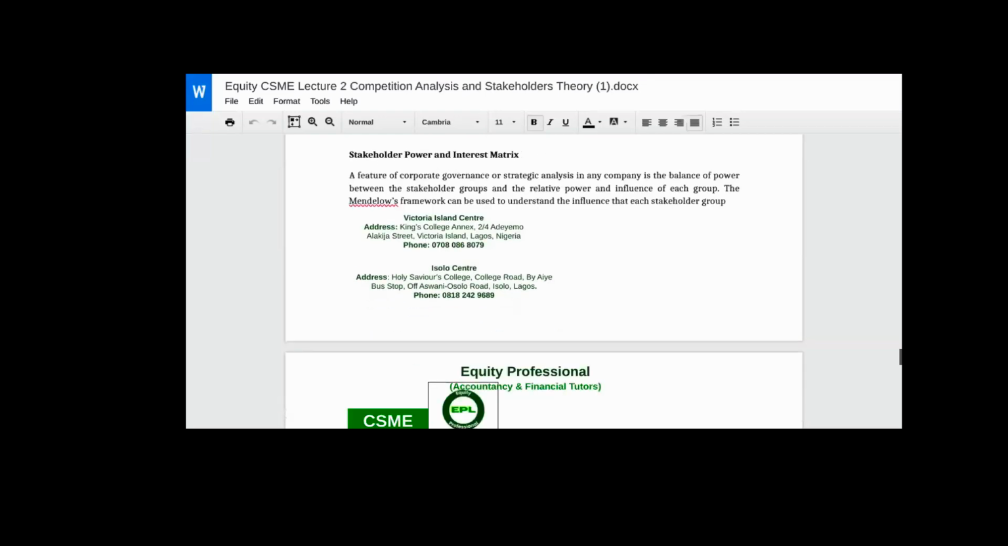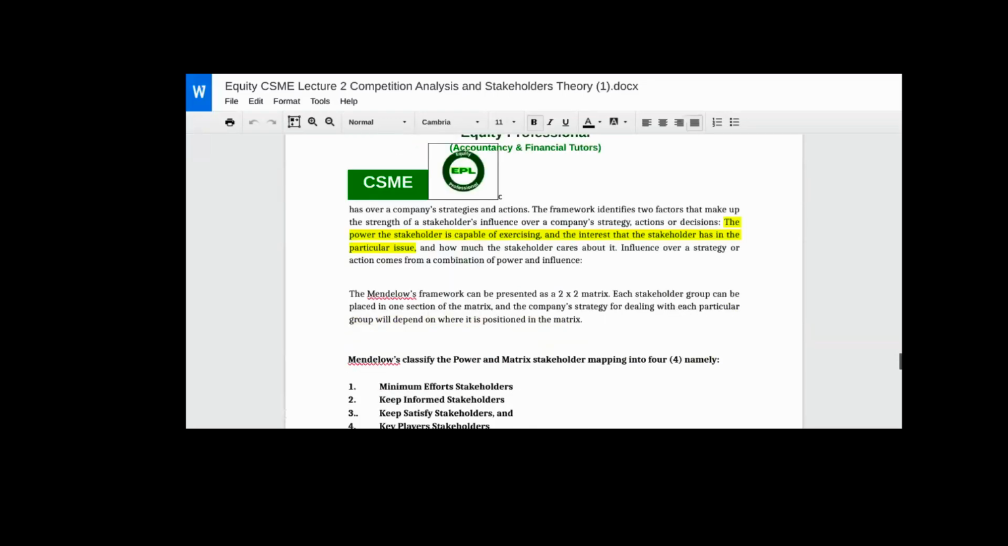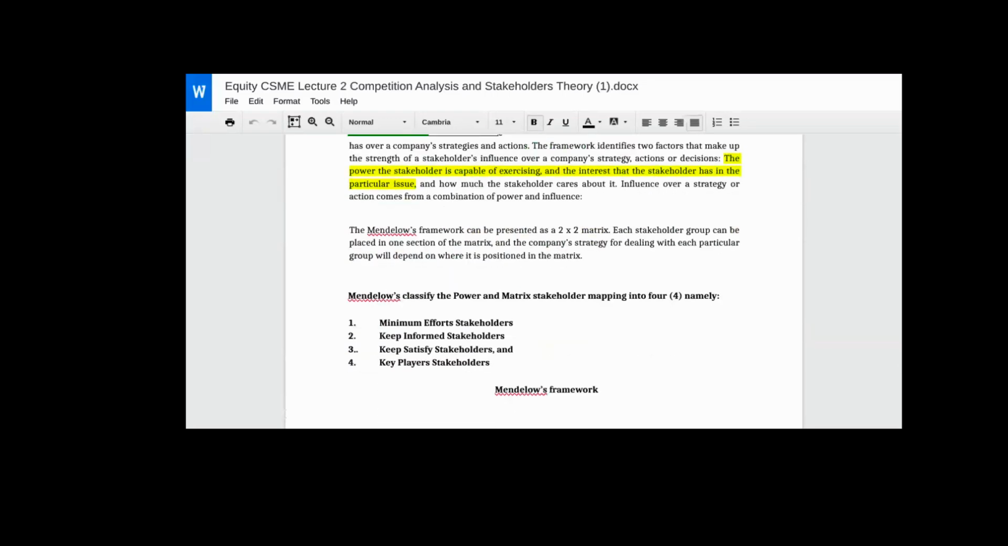To cut it short, the stakeholder power and interest matrix can be divided into four main types. Under the stakeholders power and interest matrix, we have four classes of stakeholders with different levels of power and interest in the organization. The first one is minimum effort stakeholders. The second one is keep informed stakeholders. The third one, keep satisfied stakeholders. While the last one is key players stakeholders.